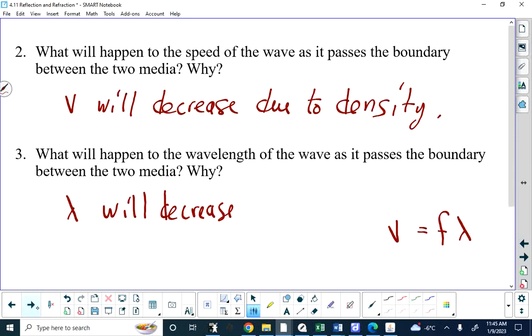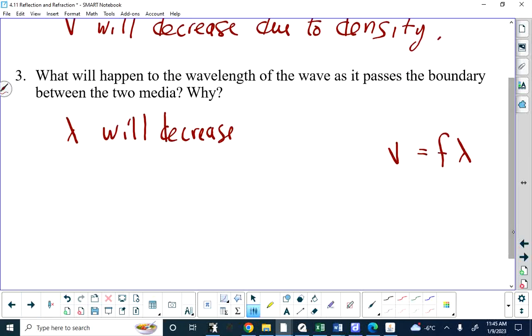And we can put numbers in here if you like. Let's say the frequency is 10 hertz, and the speed in medium 1 is 2 meters per second. Can you do me a favor and calculate the wavelength? Just using the universal wave equation, I think you get 0.2. So the wavelength here would be 0.2 meters.